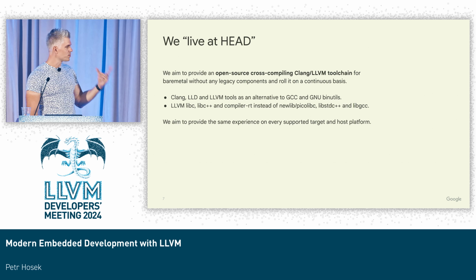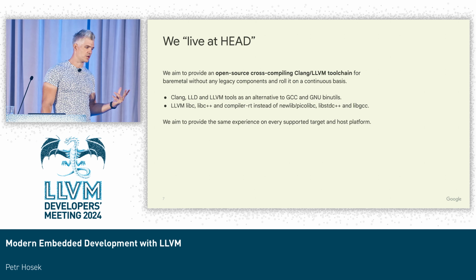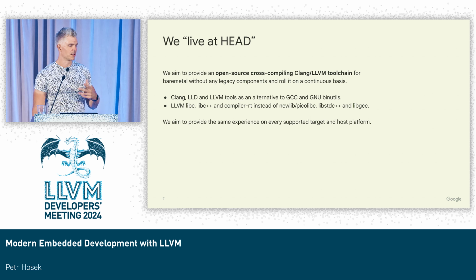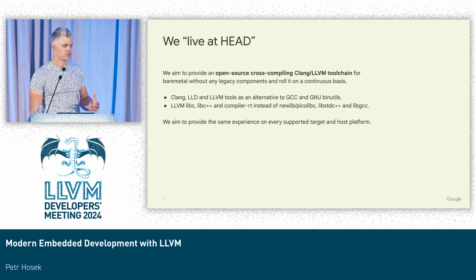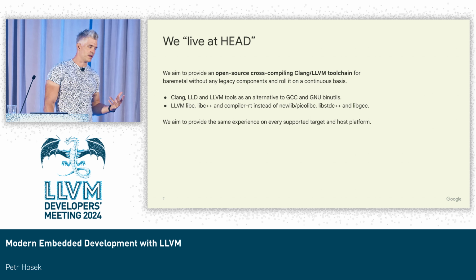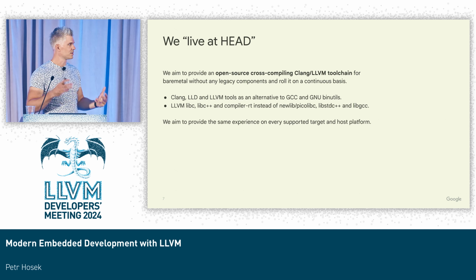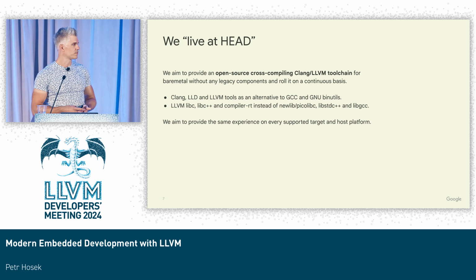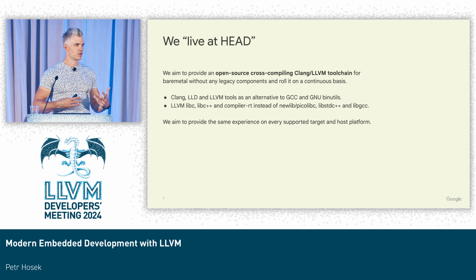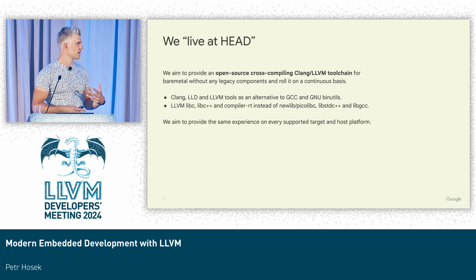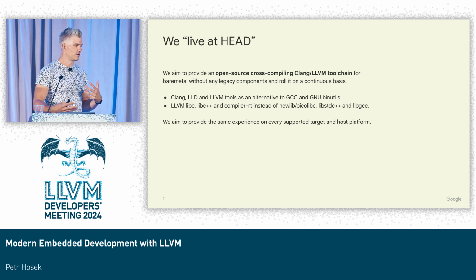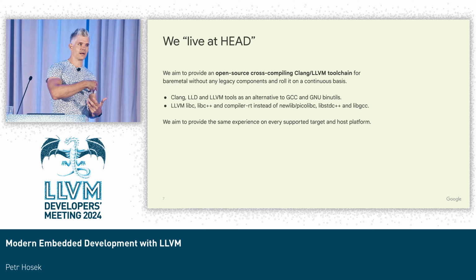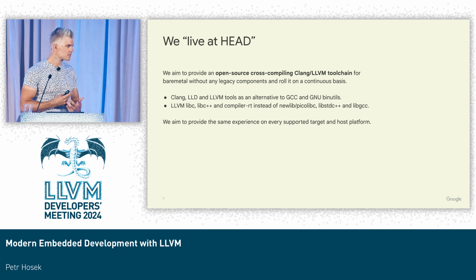We aim to provide an open source, cross-compiling Clang toolchain for bare metal, which doesn't have any legacy components. We use tools like Clang and LLD. We use libc, libc++, and compiler-rt as our runtime libraries, and we do all development directly in upstream. We don't carry any downstream patches. We closely follow tip of tree, which lets us adopt new features as they keep coming into Clang and into all these libraries, basically immediately after they land. And it also lets us provide a lot of feedback immediately back to the LLVM community.